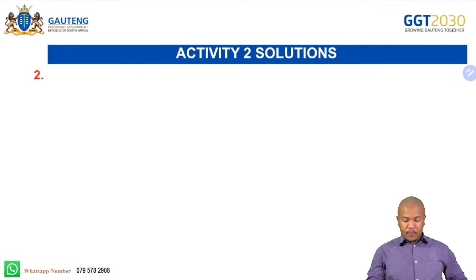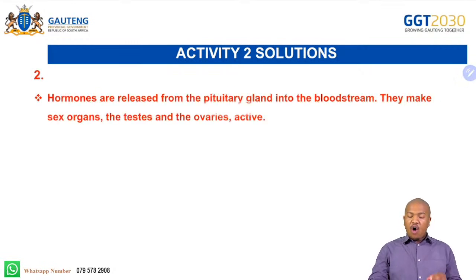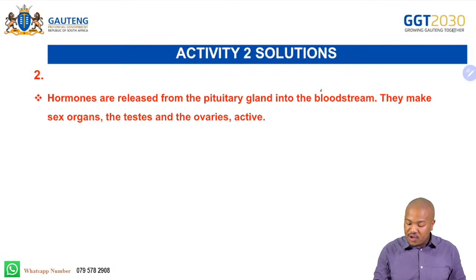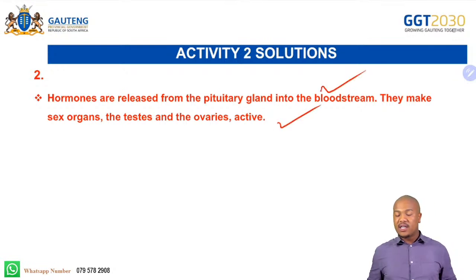Number two, we say that hormones are released from the pituitary gland into the bloodstream and they make the sex organs, which are the testes and the ovaries, active. So you give yourself 2 ticks.